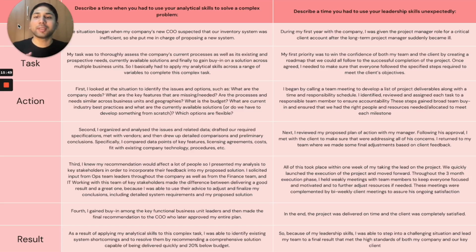Now action, you can see the action is divided into basically different paragraphs, you can say. First, then. There's a structure, almost a logical flow. What did I do? Then what did I do? Then what did I do? Right. So I'll not read it all out, but first I looked at the situation to identify the issues and options, such as what are the company needs, what are the key features that are missing, needed, are the processes and needs similar across business units or geographies, what is the budget, which options are available, right?